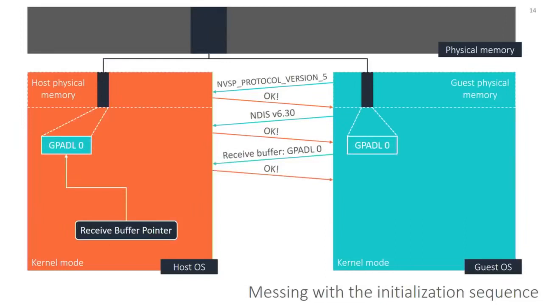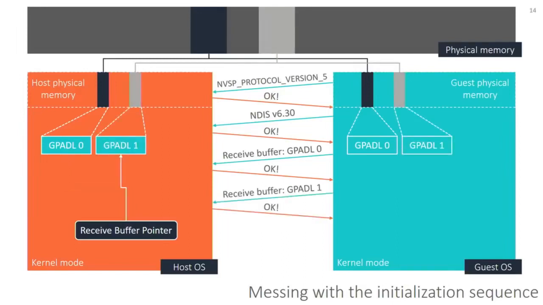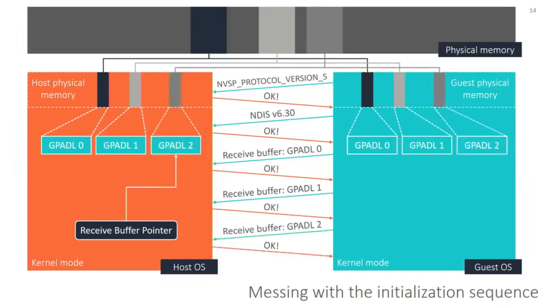Well, it turns out that at the time, one of the things the developers had not thought of was that an attacker, or just a guest OS, might send this receive buffer message more than once. And if I allocate a second GPADL and then send it over, it's just going to update the receive buffer pointer to point to that second GPADL. And if I do that a third time, that happens again, which doesn't seem like a big deal, right? The only thing that's kind of weird is that those GPADLs 0 and 1 are still mapped in the host OS.